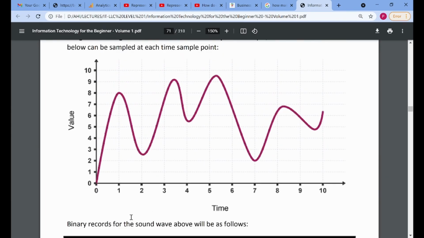For example, a sound wave like the one below can be sampled at each time sample point. So when you check these points here, what it does is just recording the height of the wave. It's just recording, writing down numbers. Okay.